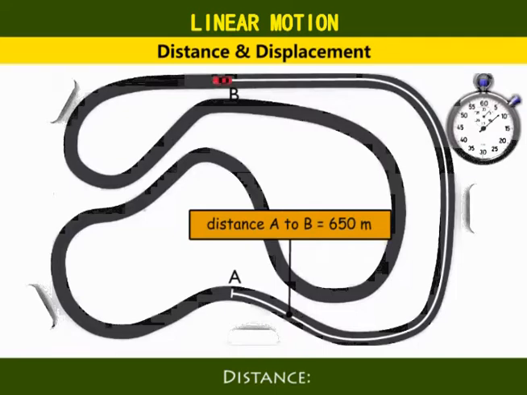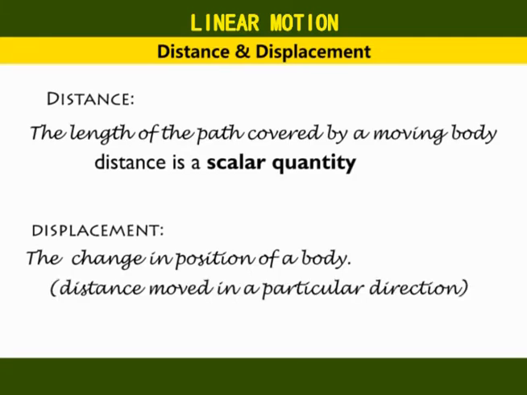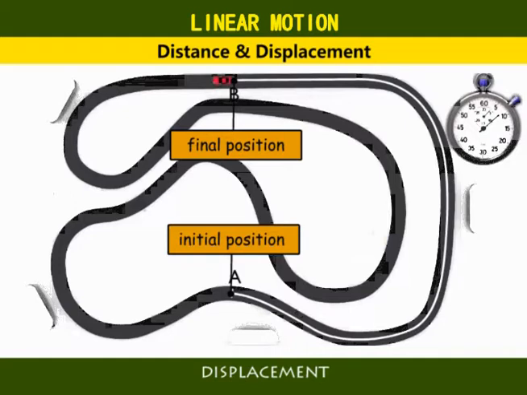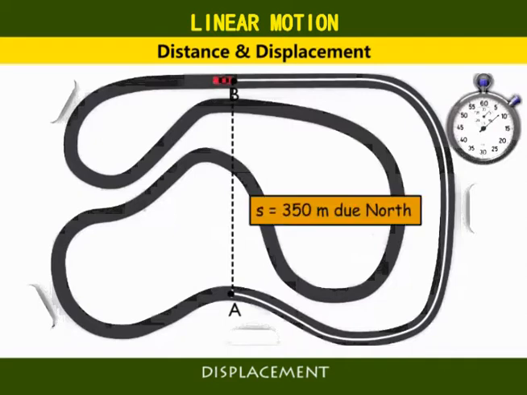On the other hand, displacement is the change in position of a body. It is the distance moved in a particular direction, denoted by S. For displacement, both magnitude and direction are considered, and so displacement is a vector quantity. When describing displacement, we are only concerned about the initial and the final position. The path followed is not important. So in the case of our car, displacement is the length of the straight line from A to B. So we say displacement S is equal to 350 meters due north.